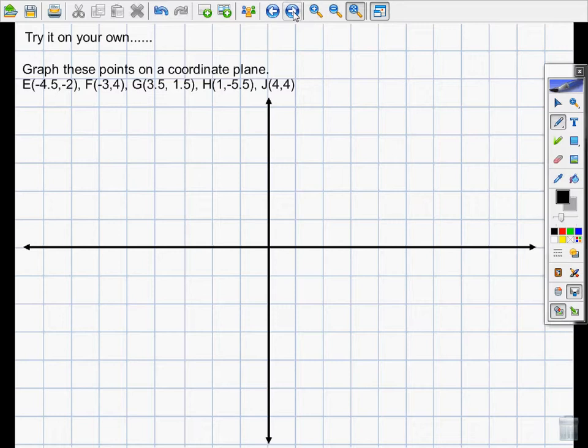Okay. Somebody want to come do E for me? Chase, come up and do E. Just make sure you label it. Perfect. That's perfect. All right, hand off to Lily. Lily's going to do F. Good job.